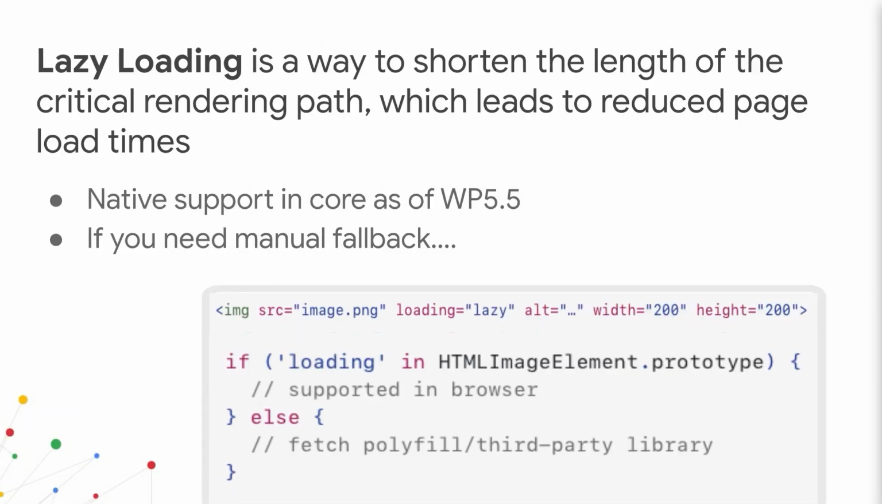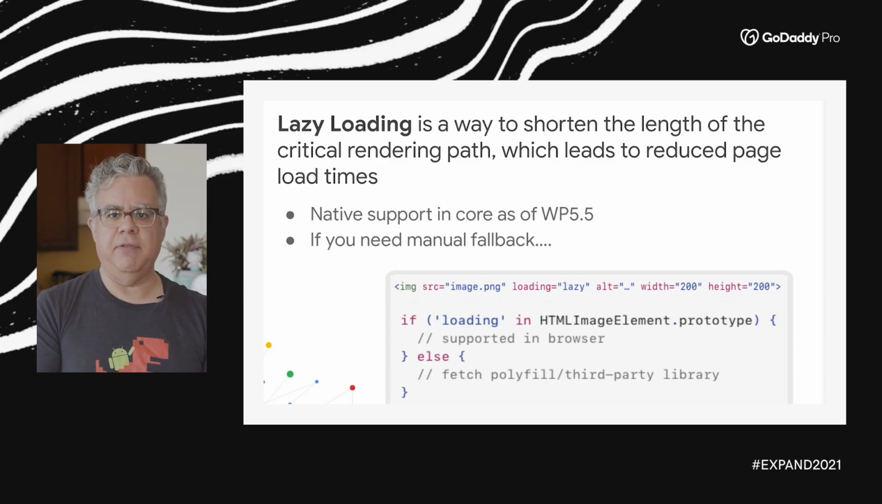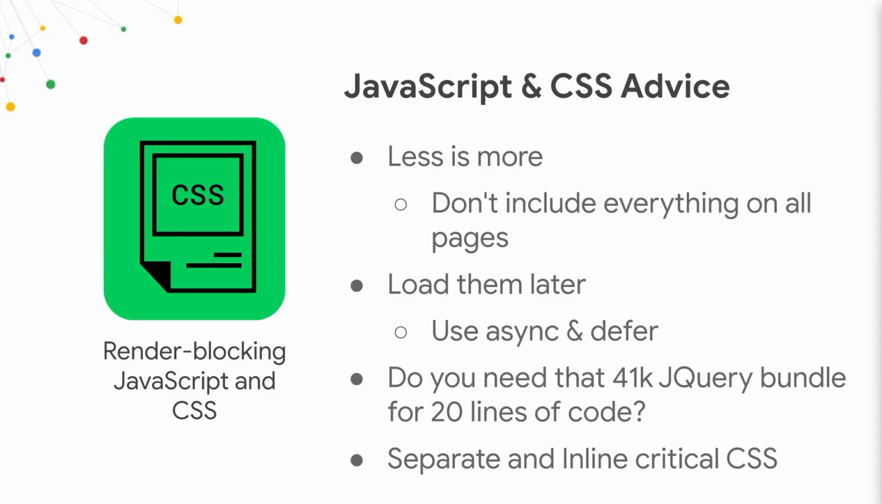So what does it look like to have a fallback from native to third-party lazy loading? Well, this is an example pulled right out of a WordPress 5.5 theme. Whenever possible, use native lazy loading. If that is not available, then you can just go and pull in a third-party library that will provide it for you. When using third-party resources, less is more.